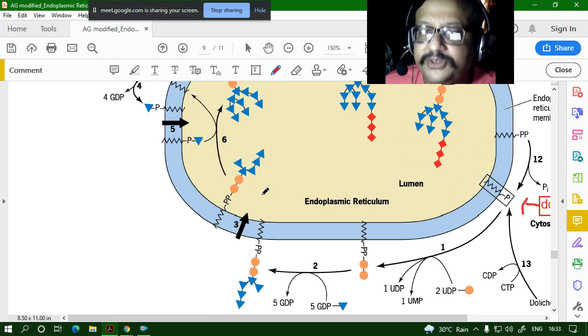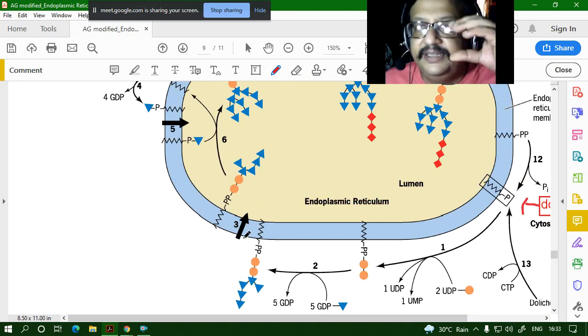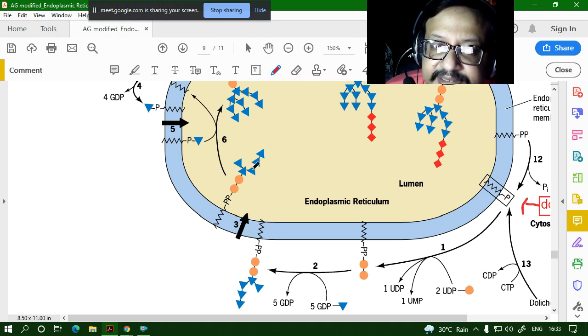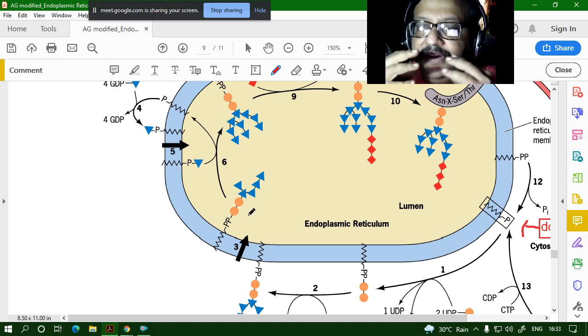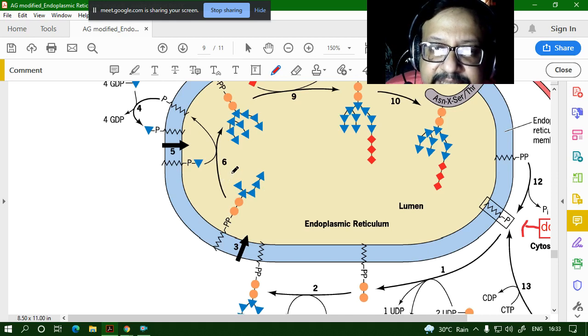Then there are enzymes known as flippase. What it does is it inverts it, and so this sugar end goes and faces inside, right? It faces inside. Now this particular carbohydrate is synthesized. It faces inside. In the next step, what happens is more mannose residues are attached in the fifth step.